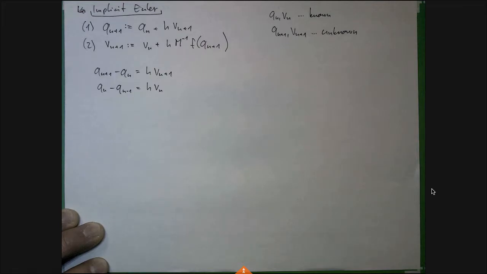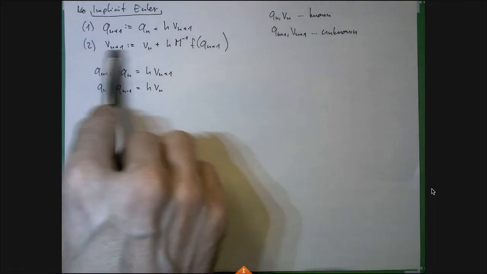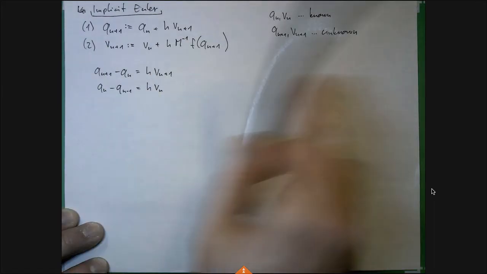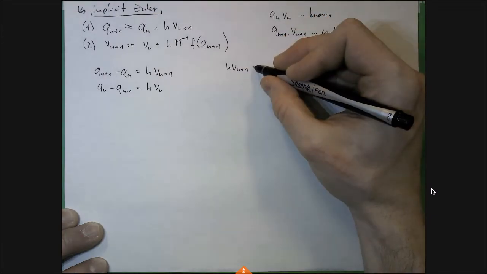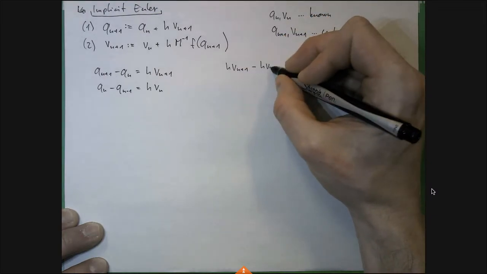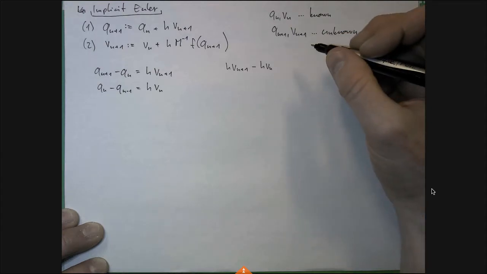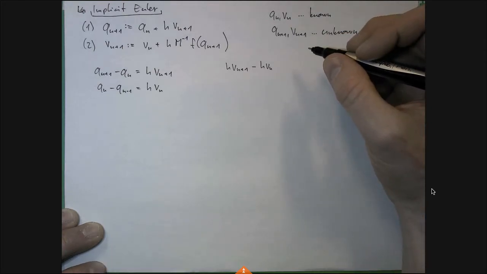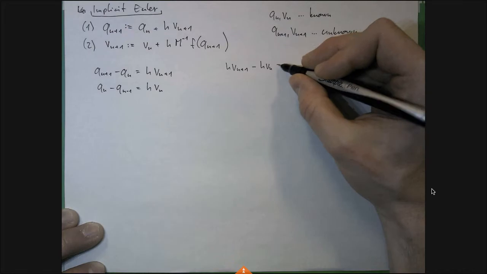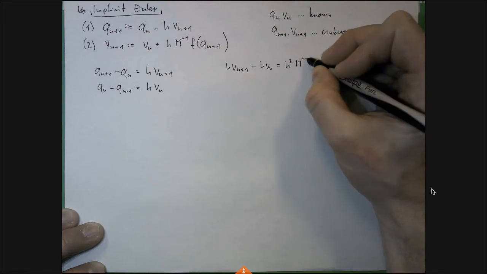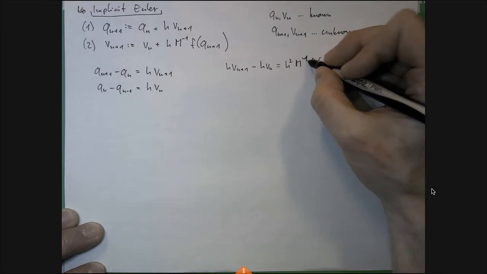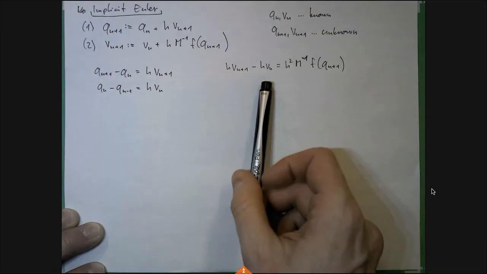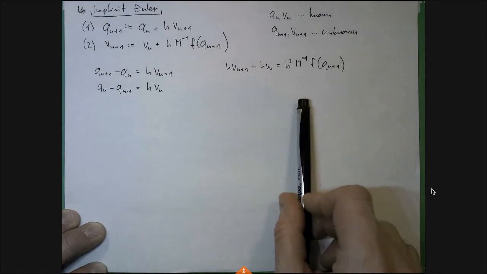Because it applies, of course, at every step. Now what I can do is multiply this by h. So I'll get h Vn plus 1 minus h Vn, and that equals h squared M inverse f(Qn plus 1). What I'm doing here is massaging the update rules to transform them into a slightly different form.